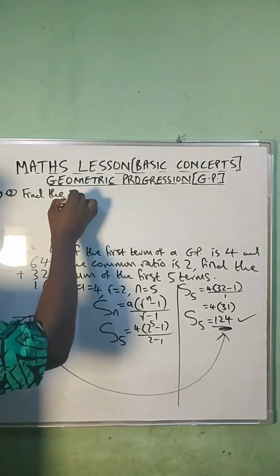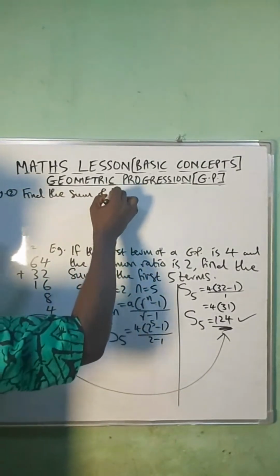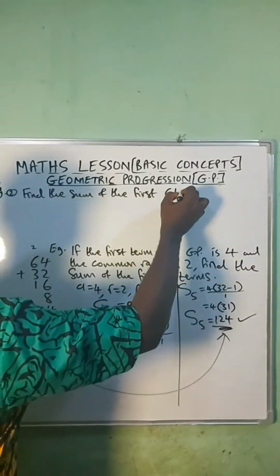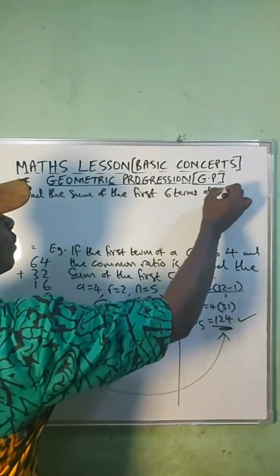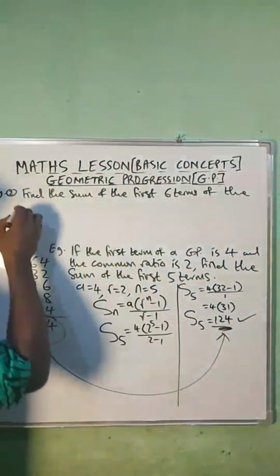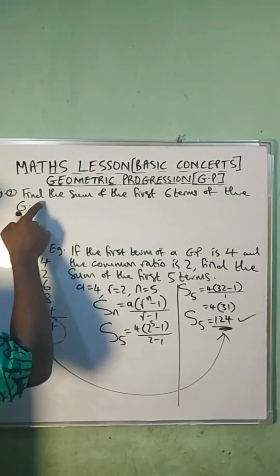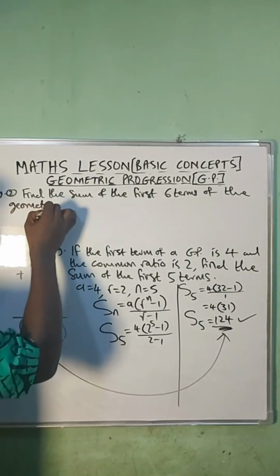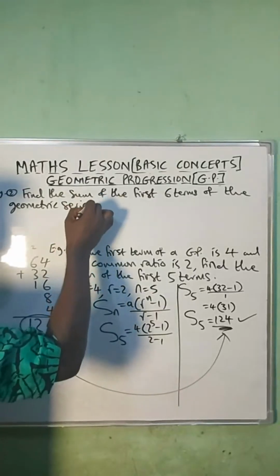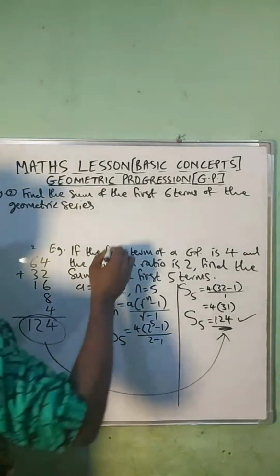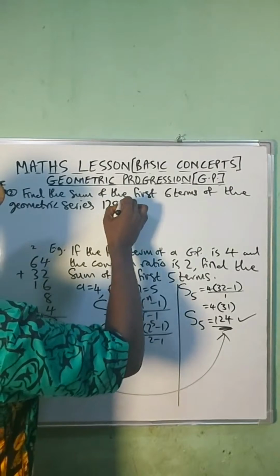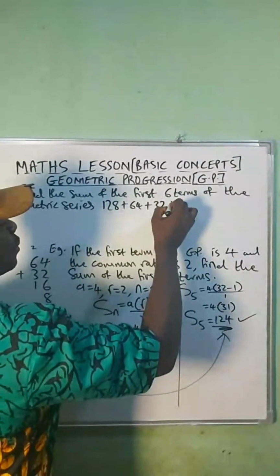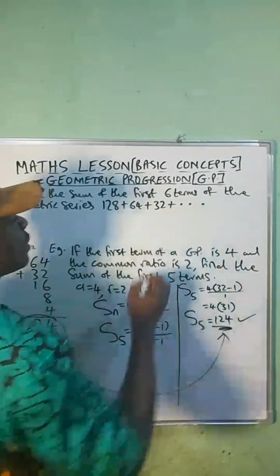Find the sum of the first 6 terms of the GP, or of the geometric series: 128 plus 64 plus 32 plus something like that.